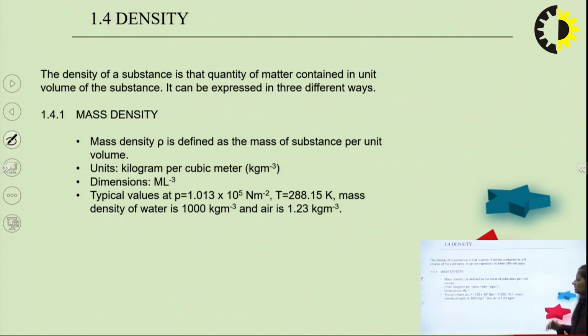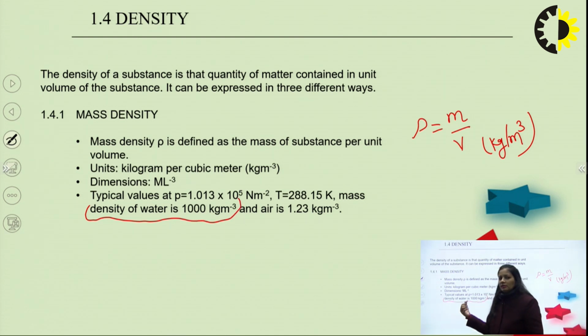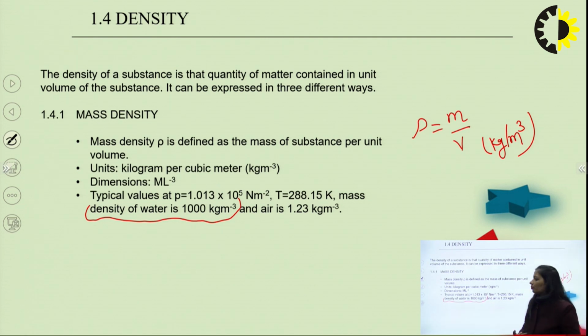First is mass density. Mass density rho is defined as the mass of substance per unit volume. Simple. Rho will be equal to mass divided by volume. The unit will obviously be kg per meter cube. The dimensions will be ML to the power minus 3. Typical values are defined as the most useful. We are going to use mostly the density of water, taken as 1000 kg per meter cube.